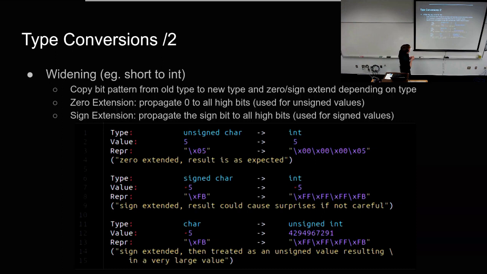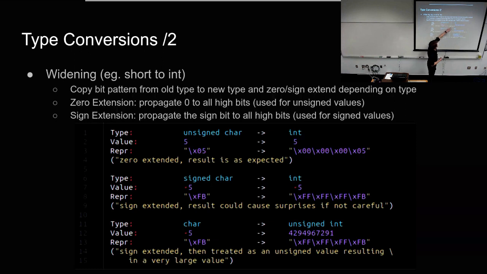Continuing with this, we're going to talk about widening from a shorter type to a bigger type, for example, from short to an int. The bit pattern from the smaller type is copied over to the larger type. Then it's either 0 extended or sign extended, depending on if it's unsigned or signed. 0 extension basically just propagates 0 to all the high bits, while sign extension propagates the sign bit to all the higher bits. So here are some examples.